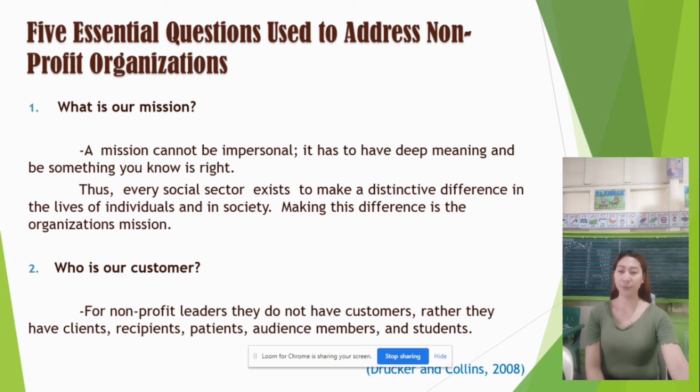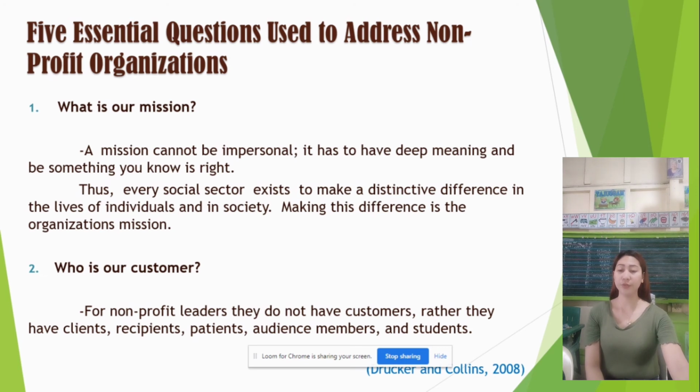1. What is our mission? A mission cannot be impersonal. It has to have deep meaning and be something you know is right. Thus, every social sector exists to make a distinctive difference in the lives of individuals and in society. Making this difference is the organization's mission.